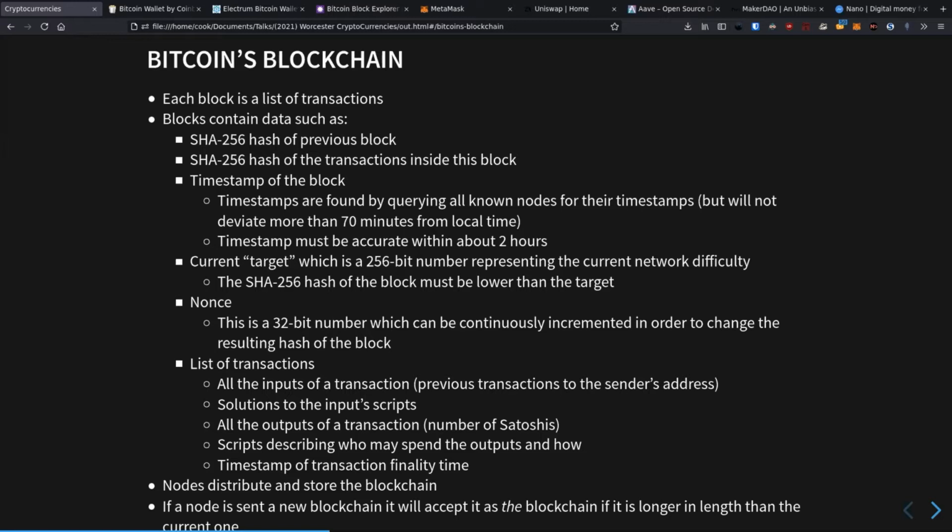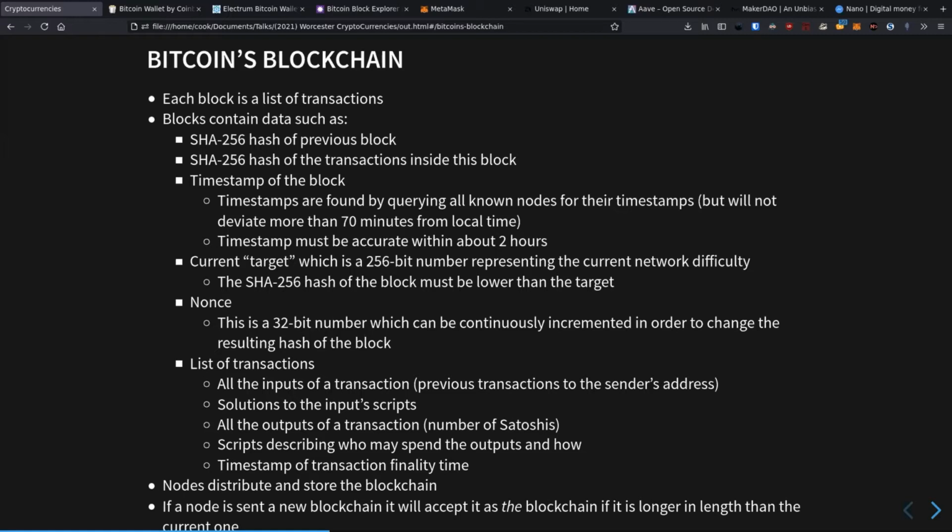The target is a 256-bit number that represents the amount of difficulty that the network currently has. So the hash of the block must be lower than the target. A SHA-256 hash is normally represented as a string of characters, but in reality, it is just a number. It's a 256-bit number that you represent as hex. So when you calculate the hash of the block, it must be lower than the target.